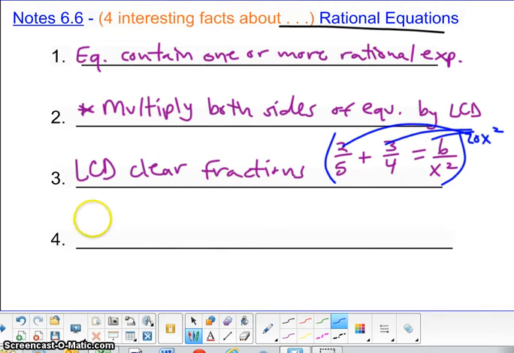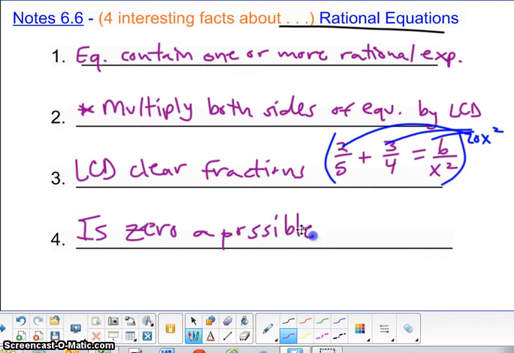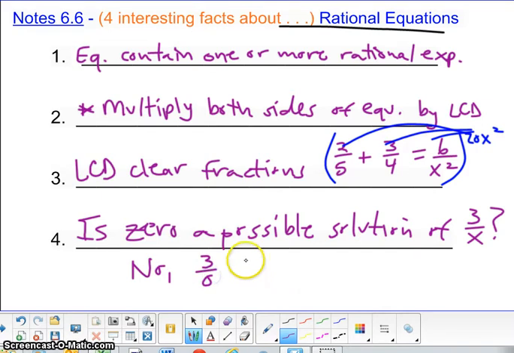Okay, and then also the last thing is: is 0 a possible solution of 3 over x? And the answer is no, because 3 over 0 is undefined. It has no meaning. So we've got to be careful there when we check our work, just to make sure there's no zeros in the denominator.